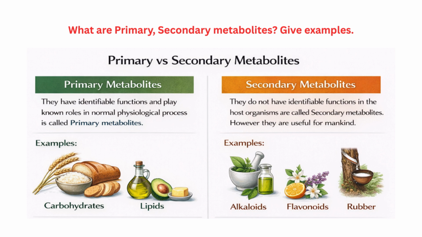Secondary metabolites: the metabolites that do not have identifiable functions in the host organisms are called secondary metabolites. However, they are useful for mankind. Example: alkaloids, flavonoids, rubber, essential oils, antibiotics, gums, etc.